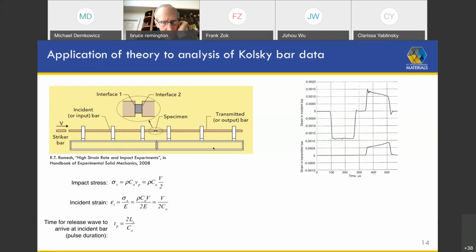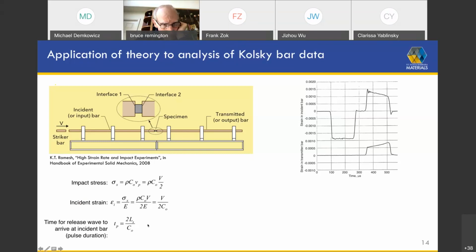So we can go through and analyze this using the equations we've developed. We find the impact stress. This is what we saw when we looked at collisions. It's just rho C times V over 2. This is the incident strain, which is just that stress divided by the modulus, which you can show is just the velocity over 2 C naught.